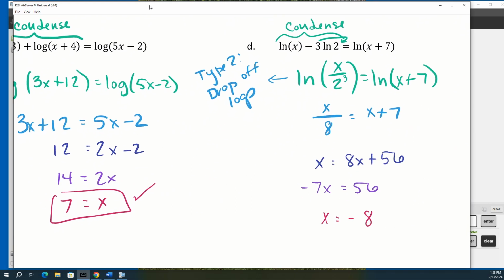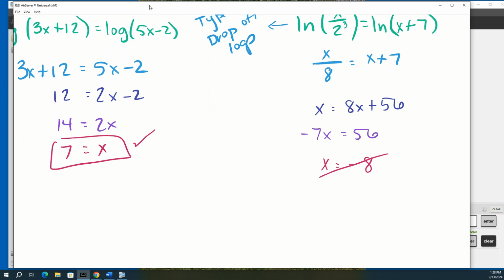Why is negative 8 not going to work? Do you guys remember the restrictions on this part? It's okay. This part right here, the argument can't be negative. It can't be 0. So when I put negative 8 in, you do get 0 for the argument. So it's okay. There's just no solution. These sides of this equation are never going to be equal to each other. So you can see there's a couple on your homework that are no solutions. It happens.